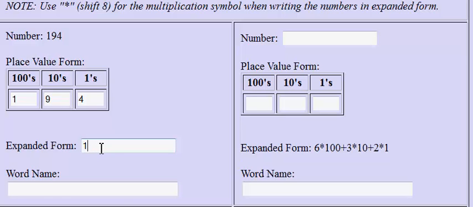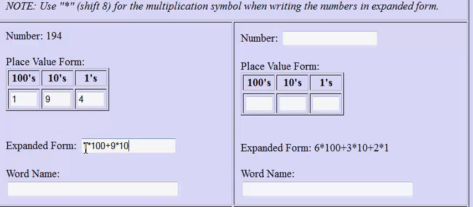And to get the multiplication symbol, you can hold the shift key on your keyboard, then press 8. So I have 1 times 100. And in addition to having my 1 flat, or my 100, so I'm going to write plus, in addition to my 1 flat, I have 9 rods, or if you want, I have 9 tens. So I'm going to write 9 times 10.